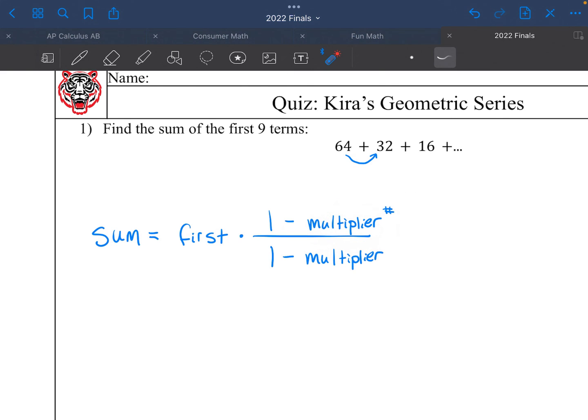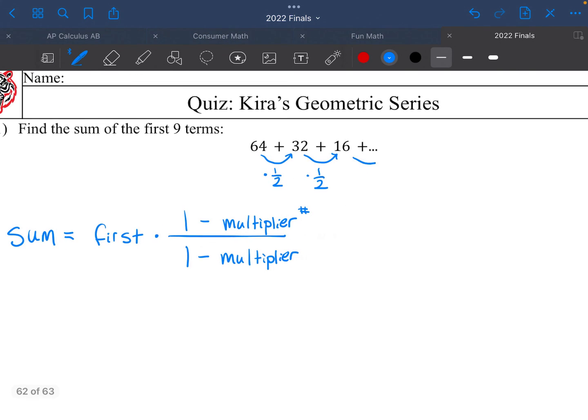So in order to get from one step to the other, you have to multiply by a fraction. You multiply by a half. Or if you don't like a half, you can think of this as a decimal. You're multiplying by 0.5. If I multiply by 1/2 repeatedly over and over again, you'll get the next term, etc. So if I want the fourth term, I'll multiply by a half again, and I'll get 8. And I could multiply by a half again, and I'll get 4, and then I'll get 2, and then I'll get 1, etc. And you could do that for the first 9 terms.